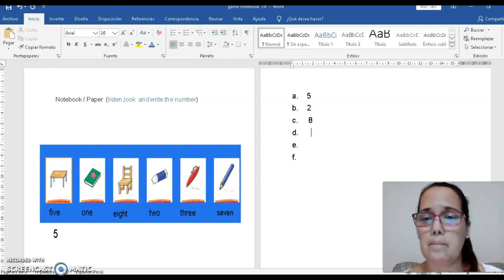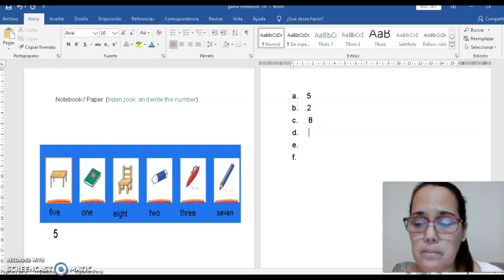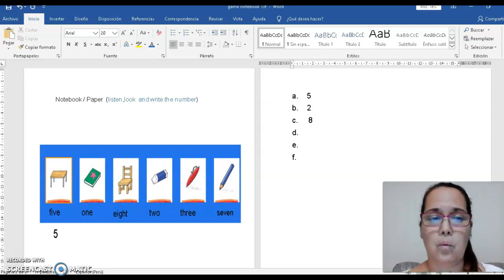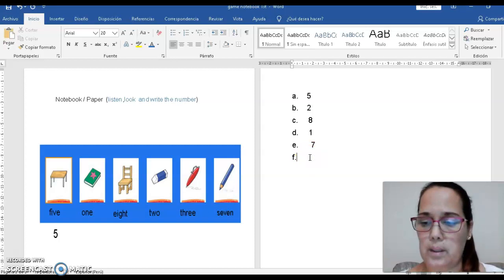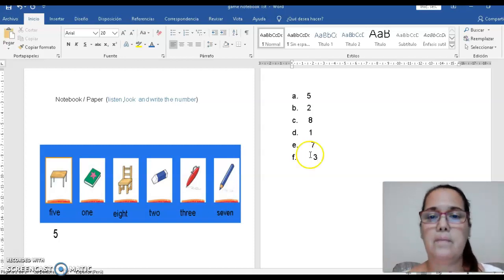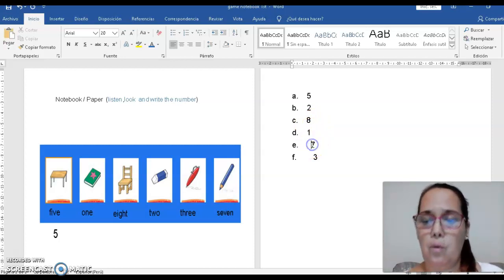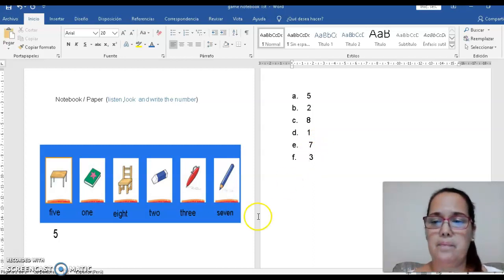Letter D. Book. So what number is it? 1. Letter E. 7. And the last one. Letter F. 3. Okay, check your answers, please. 5, 2, 8, 1, 7, and 3.